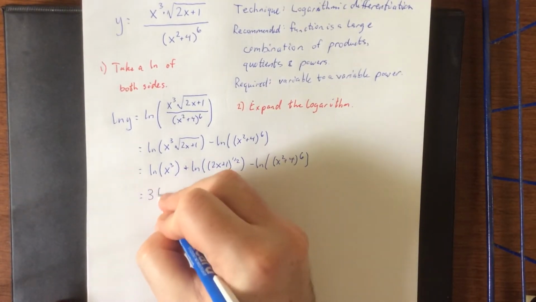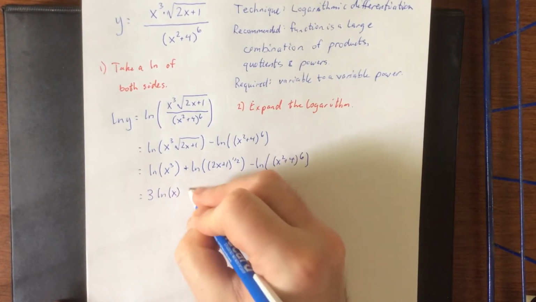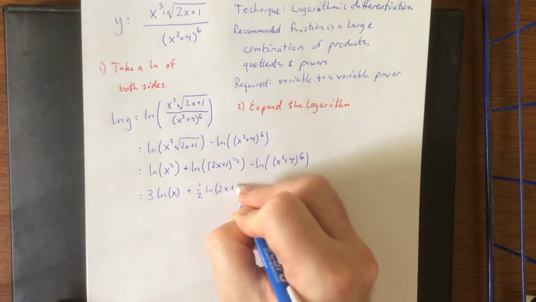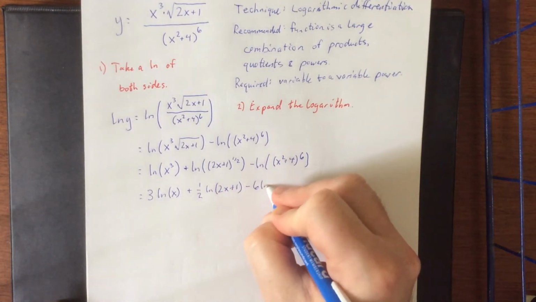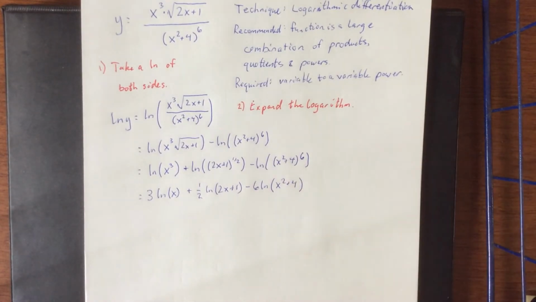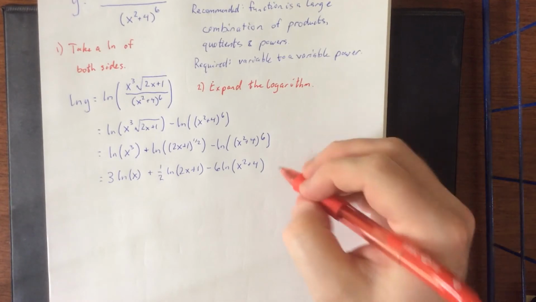This will be 3 times the natural log of x plus 1/2 times the natural log of 2x plus 1 minus 6 times the natural log of x squared plus 4. The idea is, by expanding the logarithm, we're taking products, quotients, and powers and turning them into sums, differences, and constant multiples, respectively, all three of which tend to be a little bit easier to differentiate.